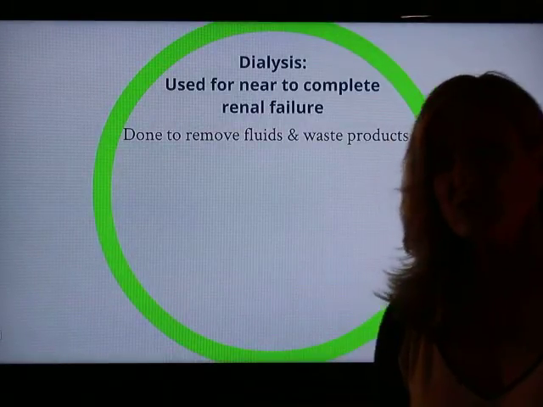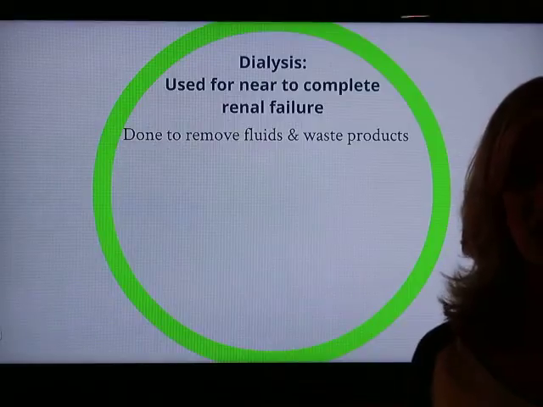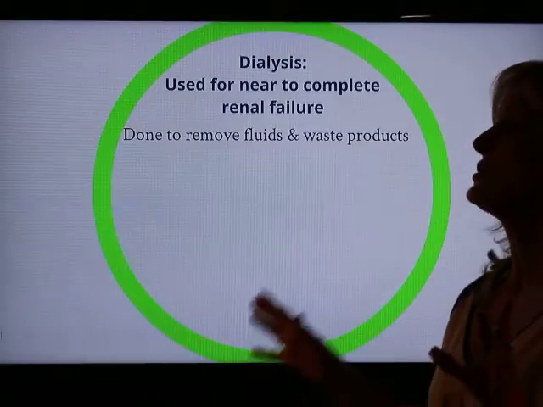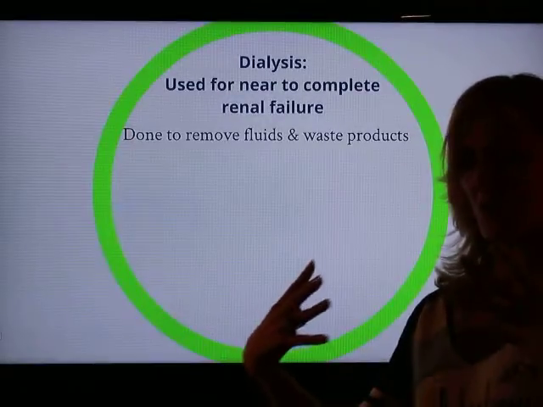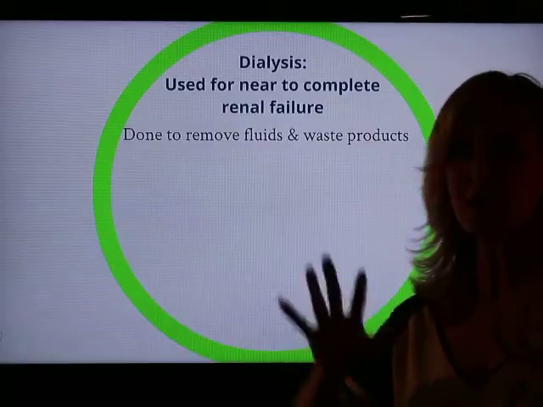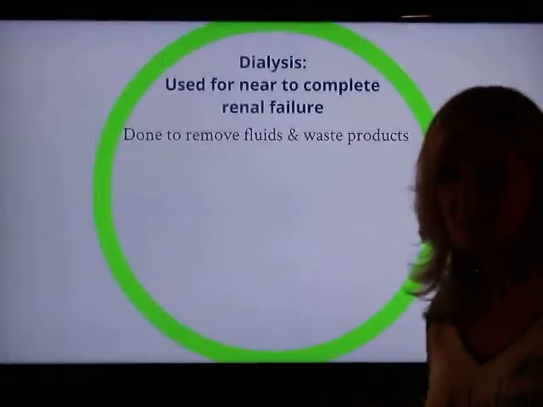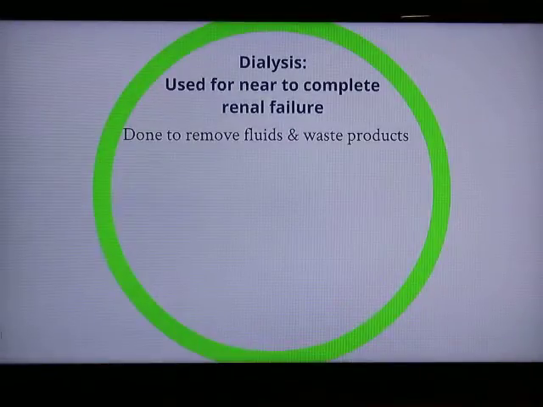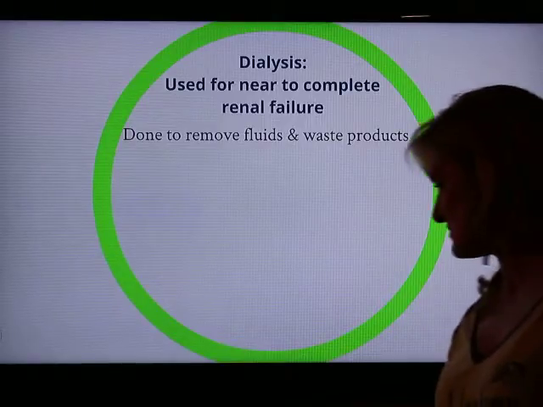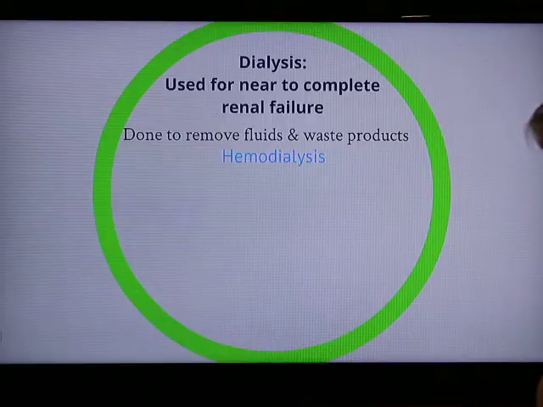Once your patient's kidneys are completely shot, they are absolutely not working, you have to do something to get all that waste, the extragenous waste, the nitrogen. You've got to get it out because somebody will die. It's like living in your toilet bowl. You would die. You've got to get rid of that. So we have a couple different ways to do that, and we do that with dialysis, and that's done to remove excess fluid and waste.